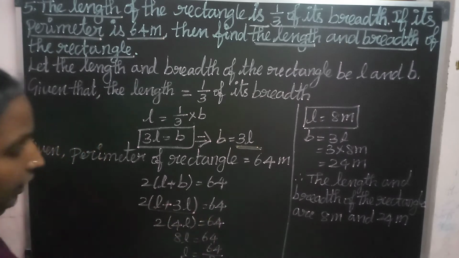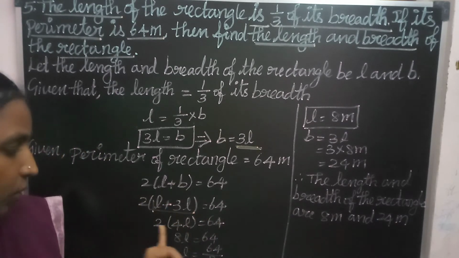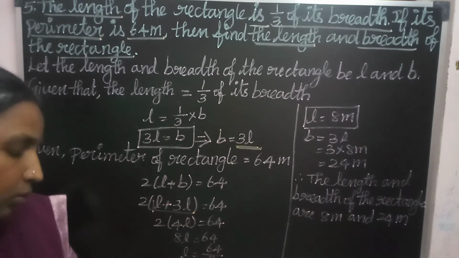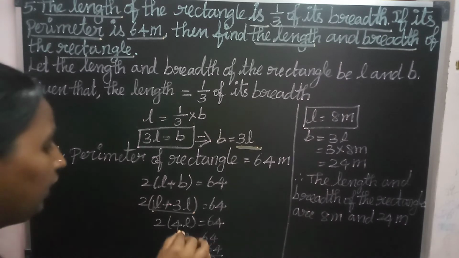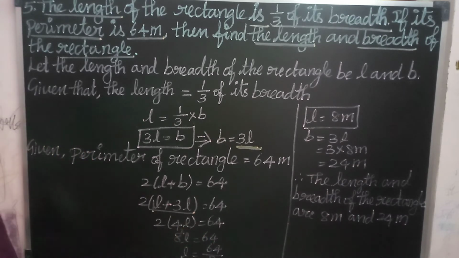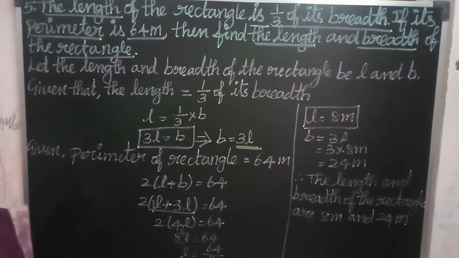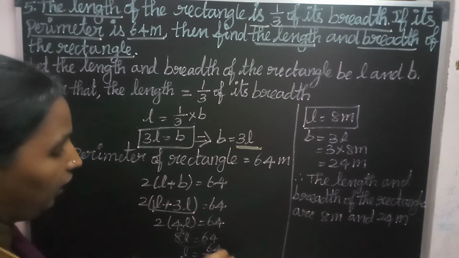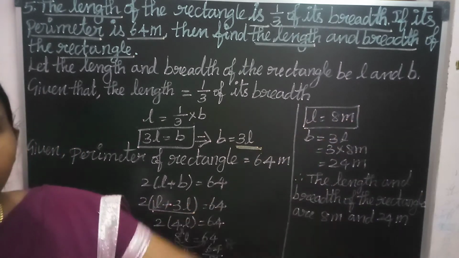L plus 3L, both are like terms. 1L is there, so we will get 4L. 2 into 4L equal to 64. 2 4s are 8, 8L equal to 64. L equal to, here 8 is in multiply, goes to the RHS, now it will divide. So L equal to 64 by 8. 8 1s are 8, 8 8s are 64. You will get length as 8 meter.